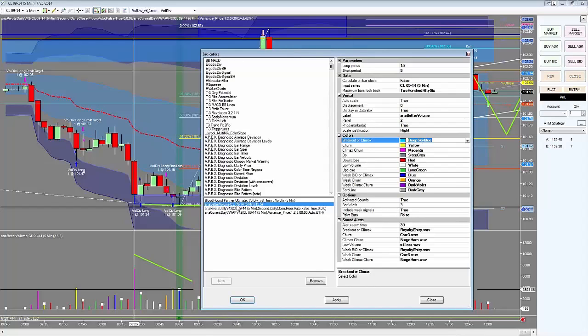So that's why this is only going to work on bars that have differing size ranges. So it's not going to work on a Renko bar. It's not going to work on any Renko hybrid bar or range bar or volume bar, obviously.